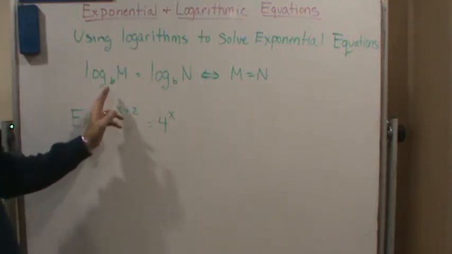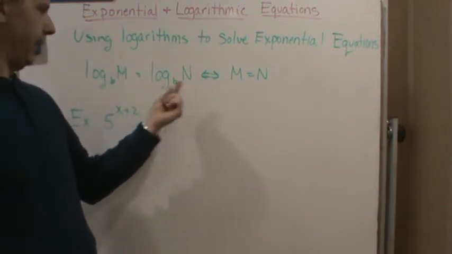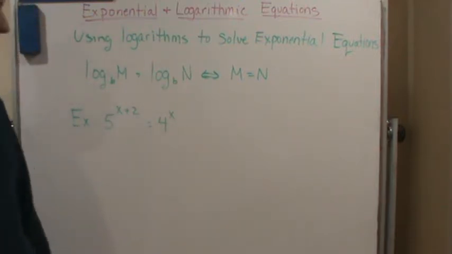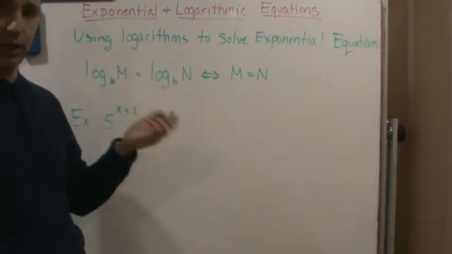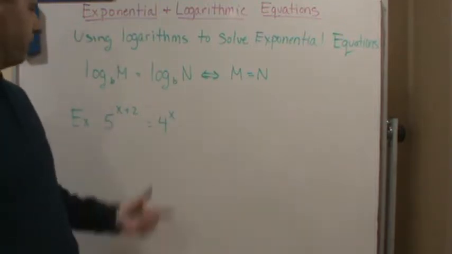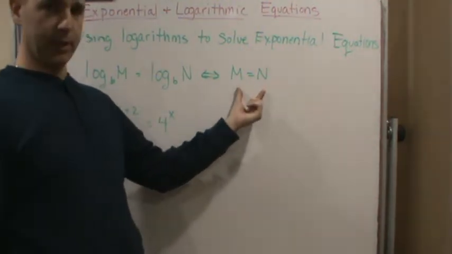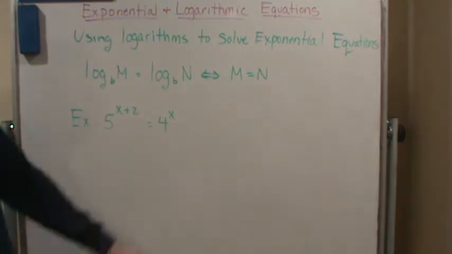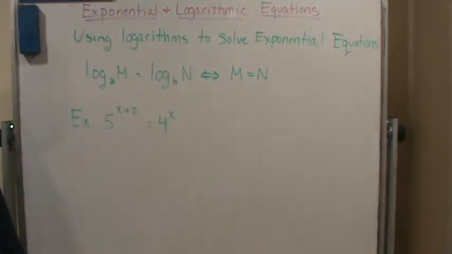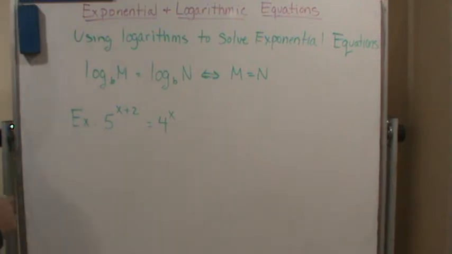So remember that if we have the same base, the log base b of m equals the log base b of n, for m and n any real number. Of course, b is the base, which means it's a positive real number other than 1. If these two logs are equal, then the arguments must be equal. M must equal n. So we can use this property to solve exponential equations. And so let me show you.